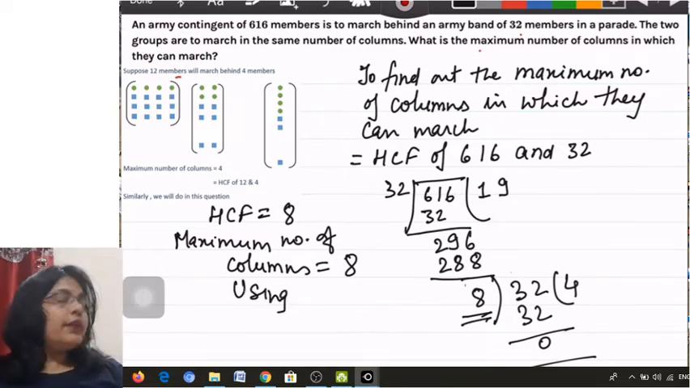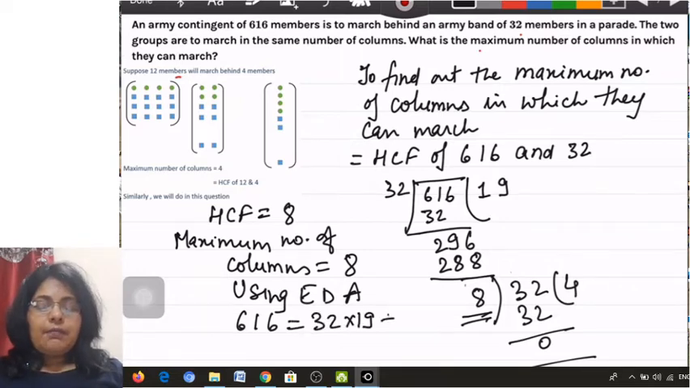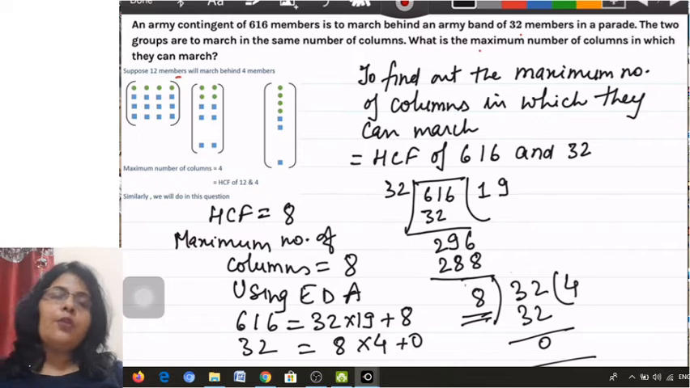Now if we want to write that by Euclid division algorithm, then we can use that also. Using Euclid division algorithm, 616 is equal to 32 into 19 plus 8. And now here this 32 is equal to 8 into 4 plus 0. This method also we can adopt. It is up to us.